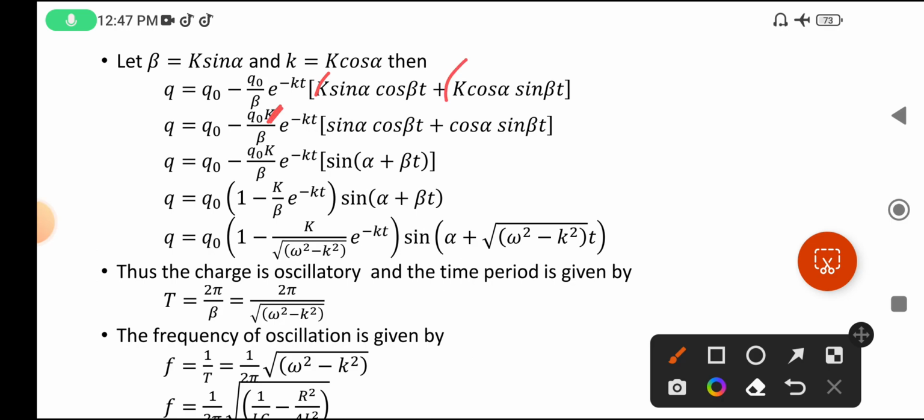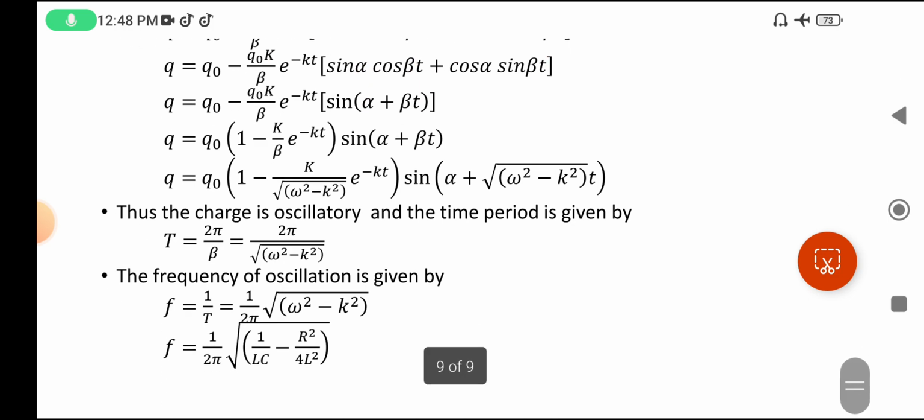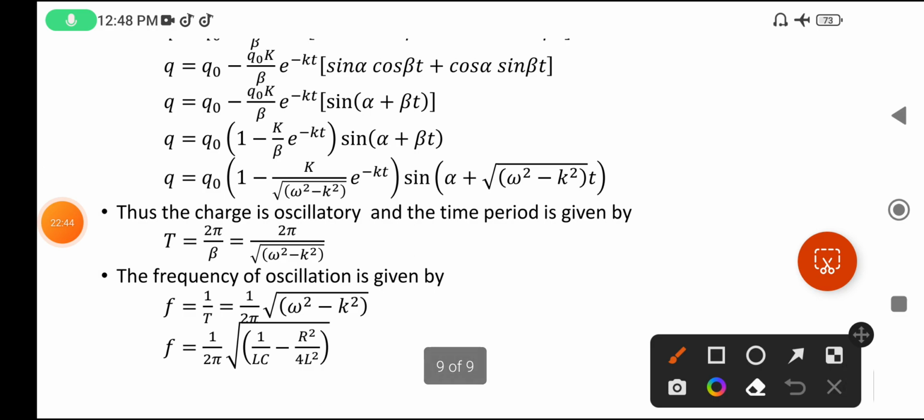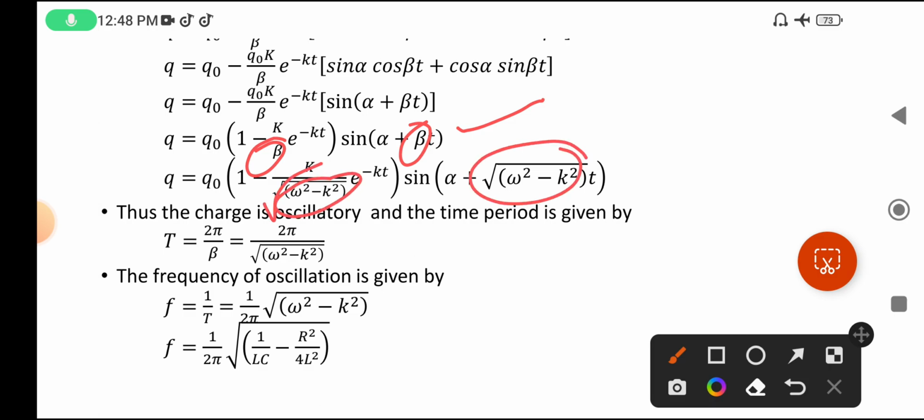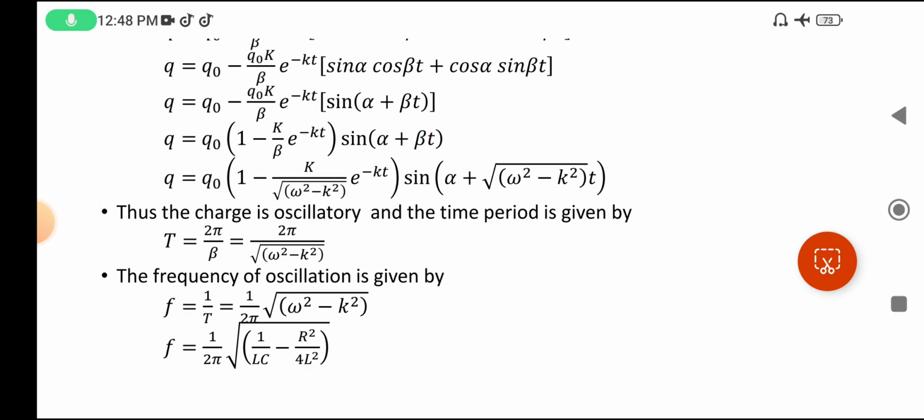Now it is of the form sin a cos b plus cos a sin b. So then what can we write? sin of a plus b we can write. So that formula is applied here, and finally it is written like this. So this is the final formula, and the beta value is substituted here. Wherever you have beta, replace that with the under root expression. So it is replaced here and here. This is the final formula.